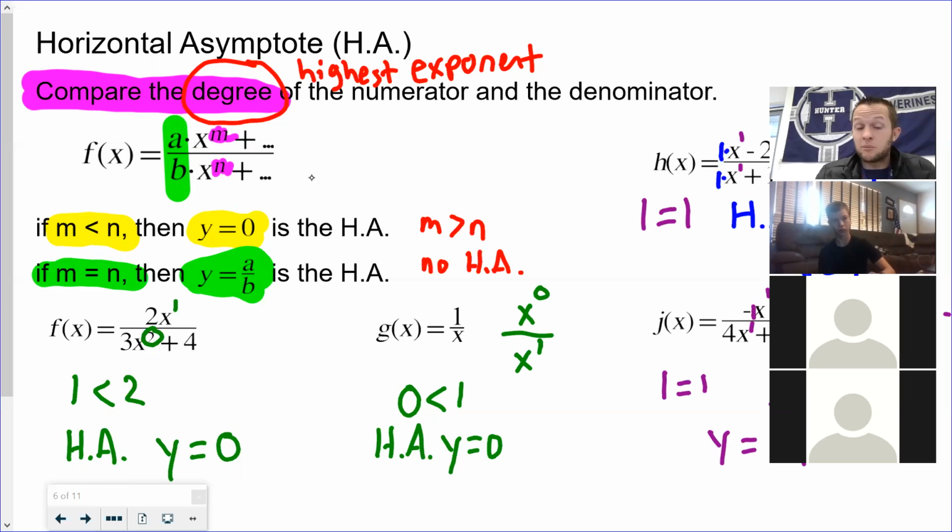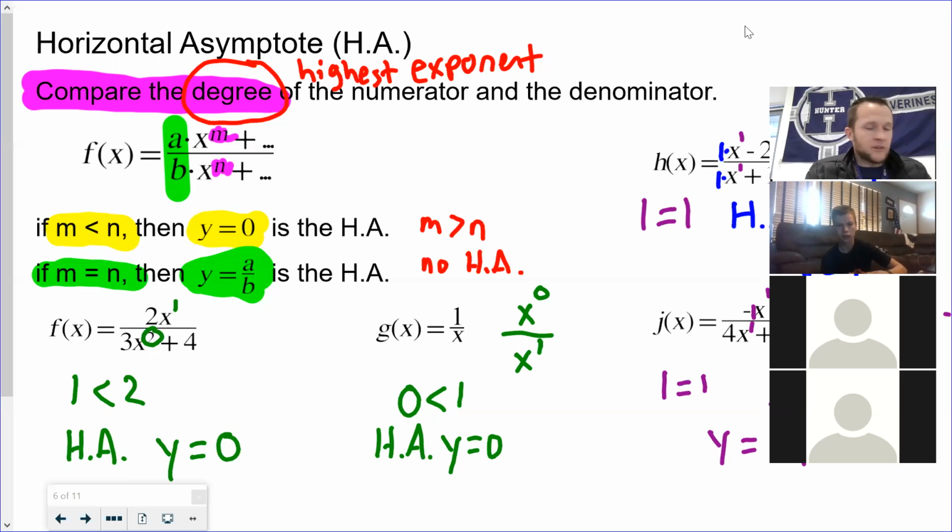Is it the same? Is it bigger? And if m is less than n, we get y equals 0 as a horizontal asymptote. If m and n are the same, then we take the ratio of their leading coefficients. And if m is bigger than n, then it means there's no horizontal asymptote.